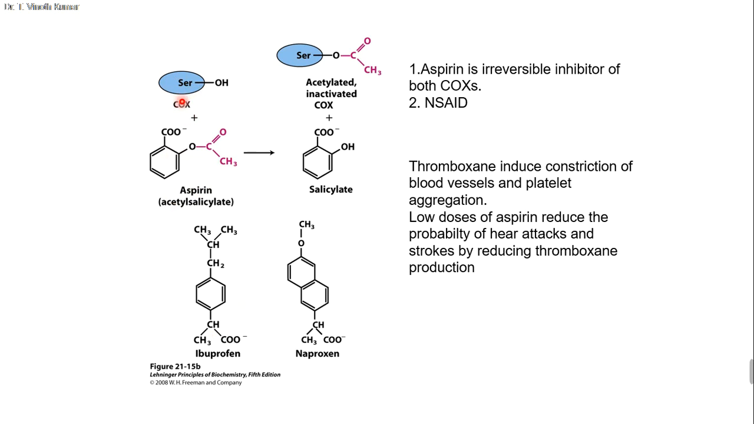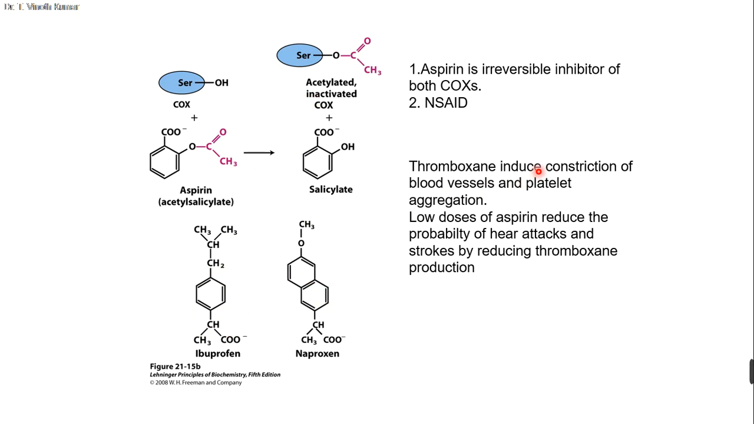The cyclooxygenase has a serine moiety containing an OH functional moiety. The acetylation of the OH moiety is the inactivation of COX. The salicylate will be formed, and similarly brufen. This will also inhibit the COX, and also naproxen.